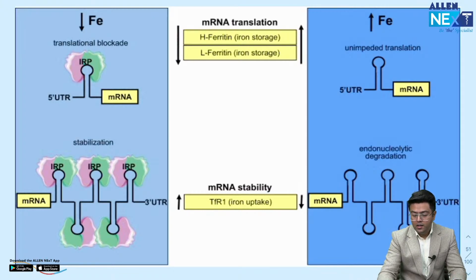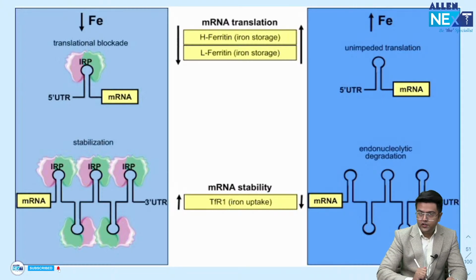Got my point? So IRP is iron regulatory protein. If there is no iron, then IRP is binding to the mRNA of ferritin and prevents its translation. Now looking at the transferrin.